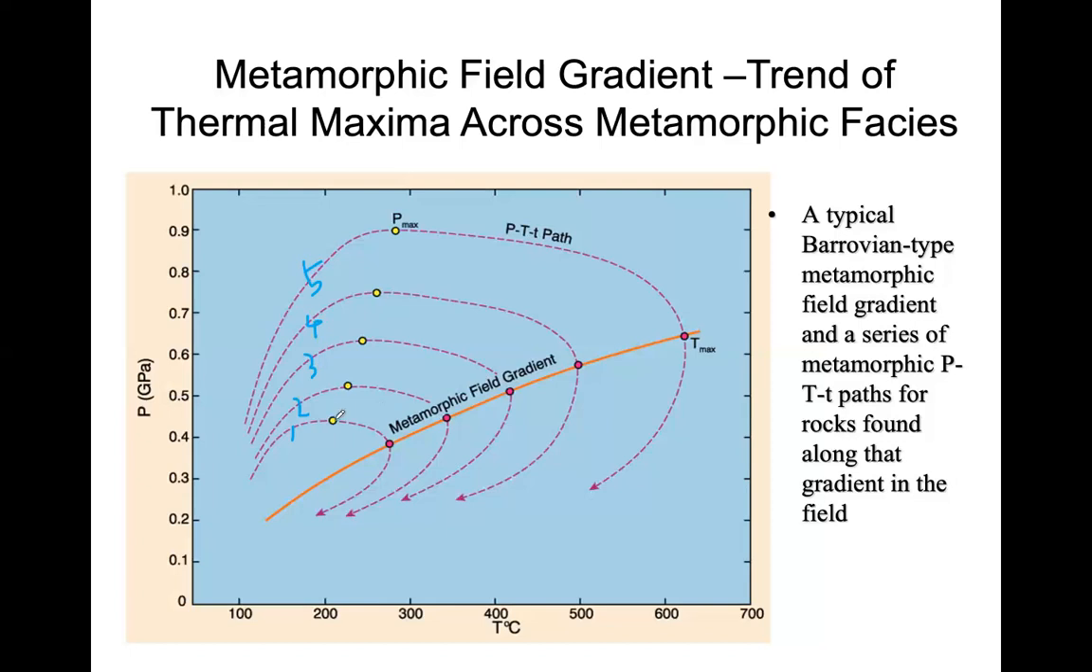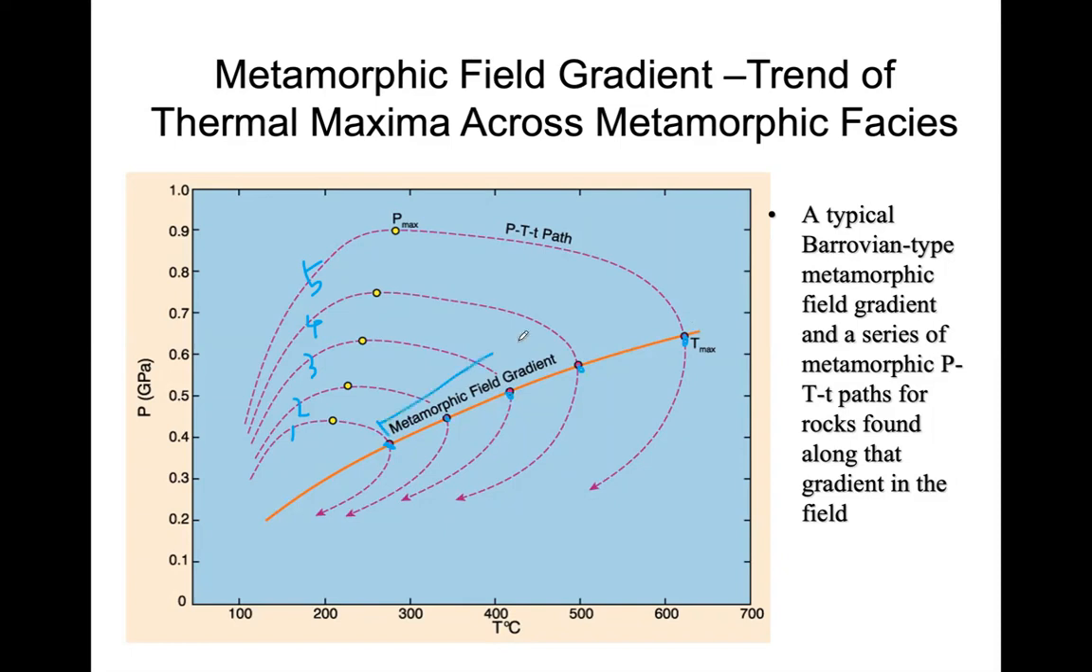So if you take a single terrain, you may have a similar shape. There you will definitely have a maximum temperature point, that means the peak metamorphic point. If you mark them in the PT space and connect them together in a curve, it will join like this. This is what we call the metamorphic field gradient.